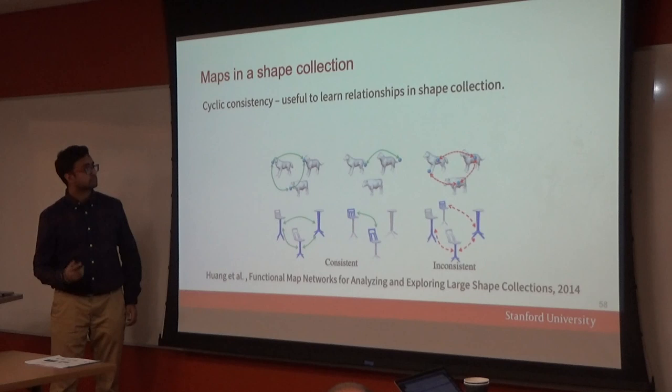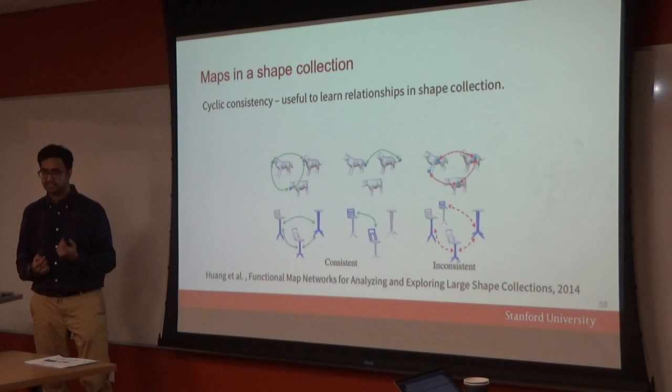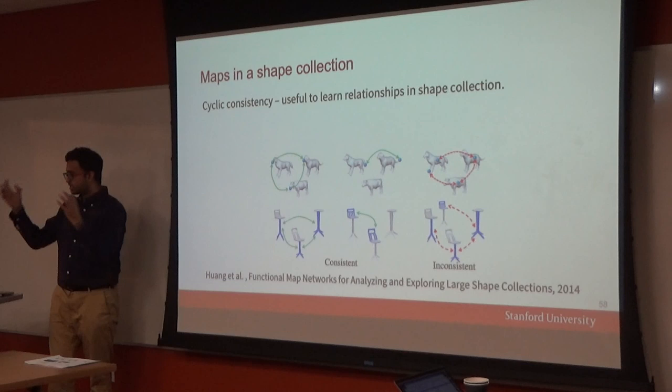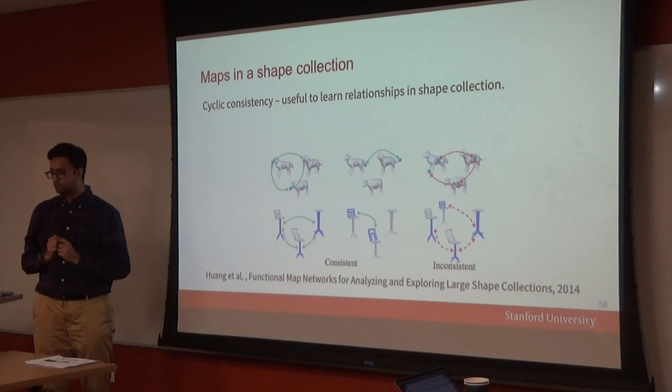Now, we have these maps on a pair of shapes. But if you want to extend this to an entire collection of shapes, this comes with its own set of challenges. The first challenge is that of cyclic consistency. So what is cyclic consistency? Given a descriptor on one shape, if I have a collection of shapes and I want to transport this descriptor across a loop of shapes, say from shape 1 to shape 2 to shape 3 back to shape 1, I would ideally like for the descriptor to not change in this transportation across the loop. So this is called cyclic consistency.